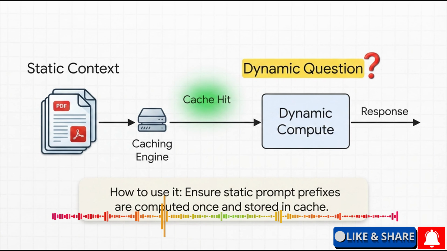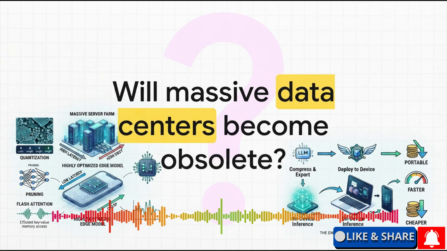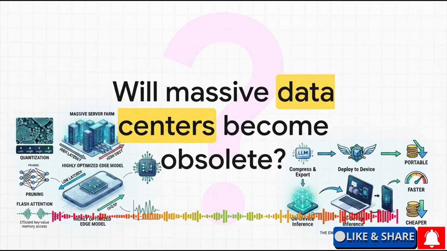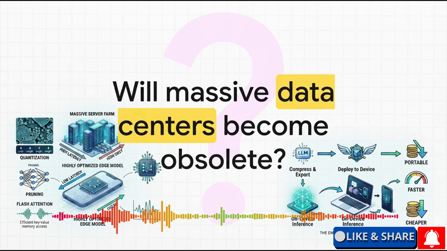As we relentlessly compress trillion-parameter giants into faster, cheaper edge models, it leaves us with a huge question. Will colossal data centers soon become obsolete? With quantization, pruning, and flash attention bringing supercomputing power to local devices, is the future of AI in massive server farms, or just highly optimized models living right inside our pockets? By shrinking token representations, you unlock LLMs that are faster, cheaper, and incredibly portable without sacrificing quality.